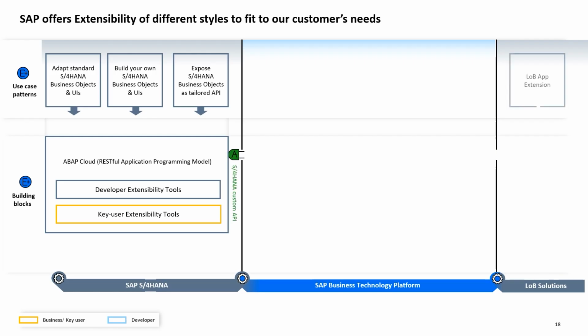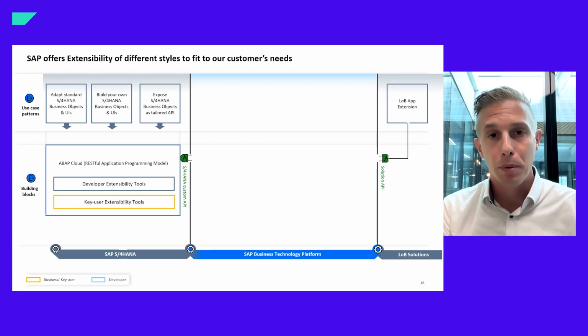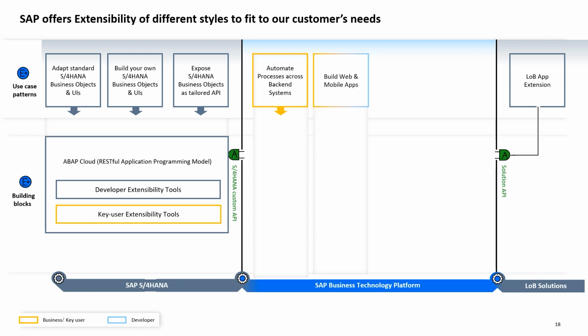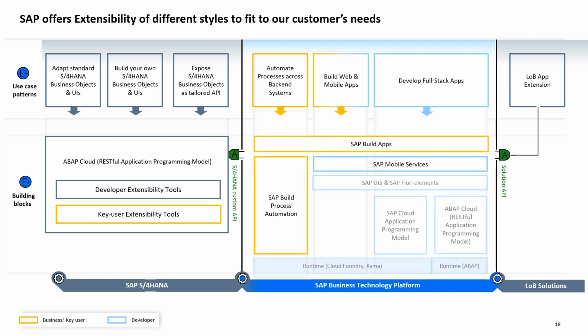Something similar, frameworks exist on our LOB solutions like in Ariba or SuccessFactors, also publishing now APIs towards BTP. And now BTP can do various things with those common set of APIs from S/4HANA as well as also from non-S/4HANA systems. And the extension patterns we offer to our customers on BTP are you automate processes across backend systems. For that, you use Build Apps and Build Process Automation. You can build lightweight web and mobile applications with Build Apps without using code, but then also using mobile services and UI5 and Fiori elements.